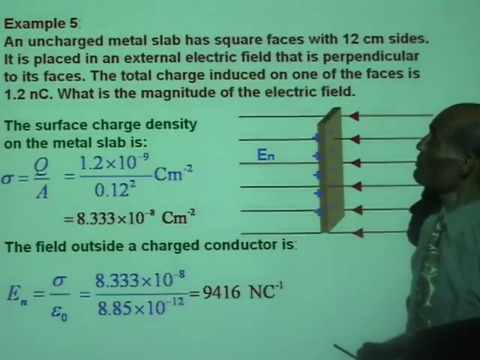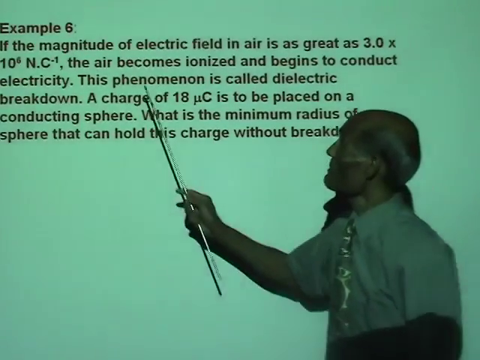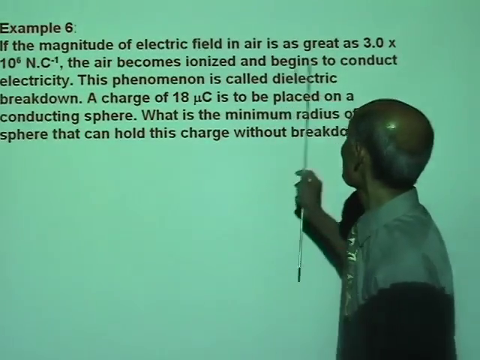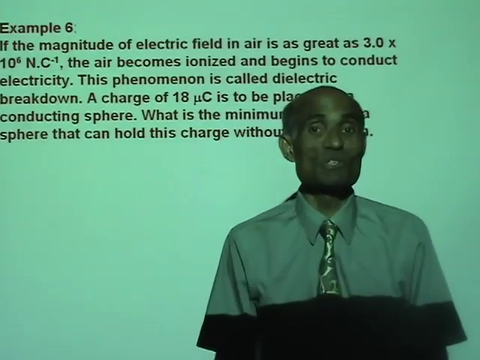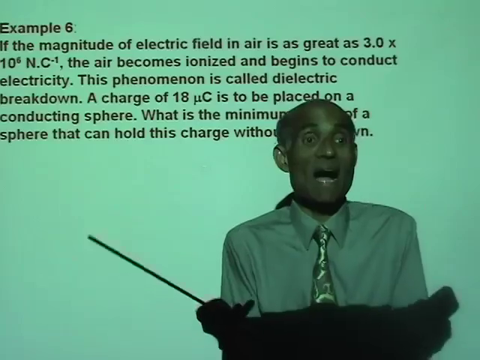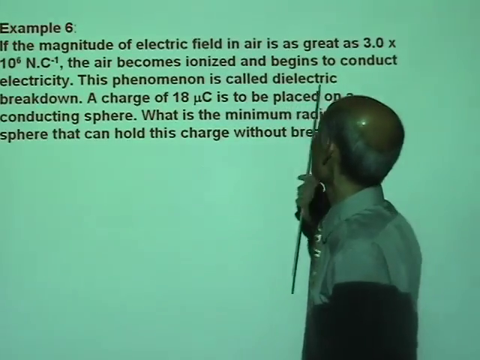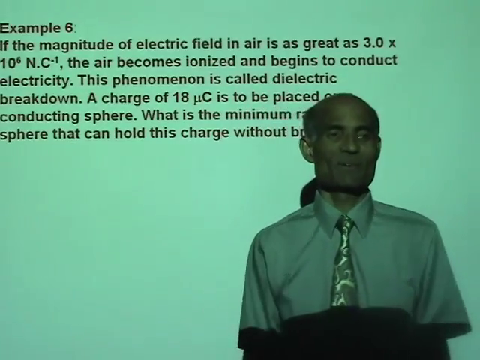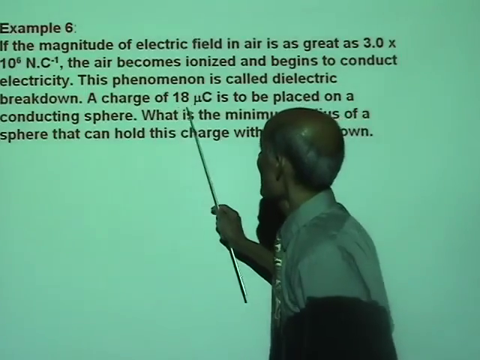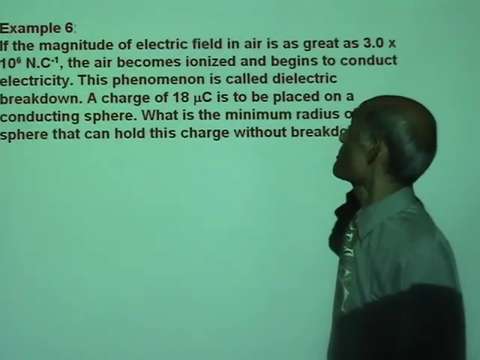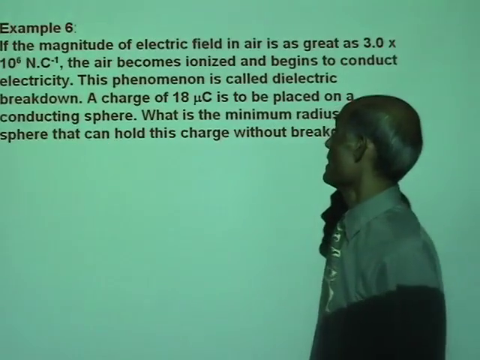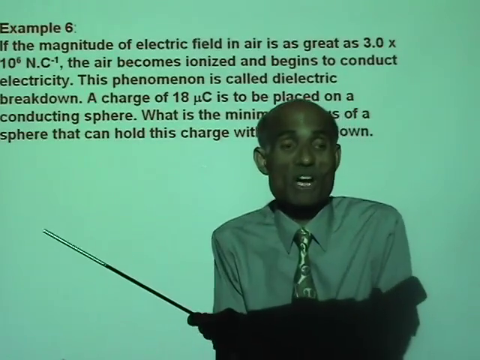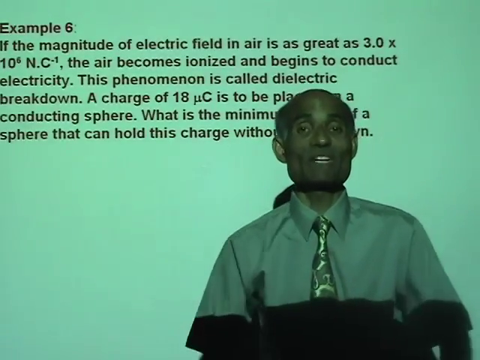Alright, let's go on and do one more problem. If the magnitude of electric field in the air is as great as 3 times 10 to the 6 Newton per coulomb, the air becomes ionized and begins to conduct electricity. This phenomenon is called dielectric breakdown. Now, a charge of 18 microcoulomb is to be placed on a conducting sphere. What is the minimum radius of that sphere that can hold this charge without dielectric breakdown?